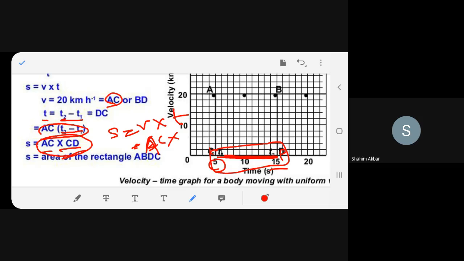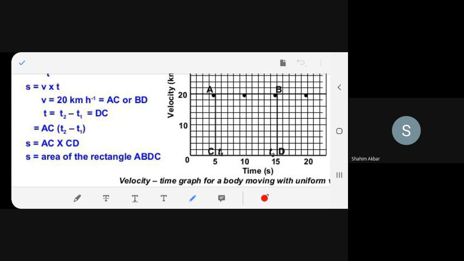And what is AC into CD? Simple. AC into CD is the area of a square or a rectangle. Now we are doing maths. When we multiply the sides, what does it become? It becomes area. I hope you know that. Length into breadth. Say something, please. Yes, ma'am. So when we multiply the sides, we get area. I think you know that, right?